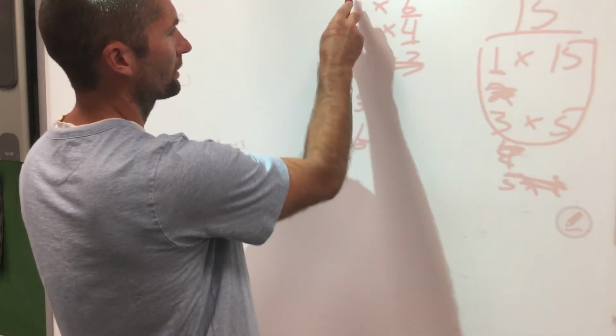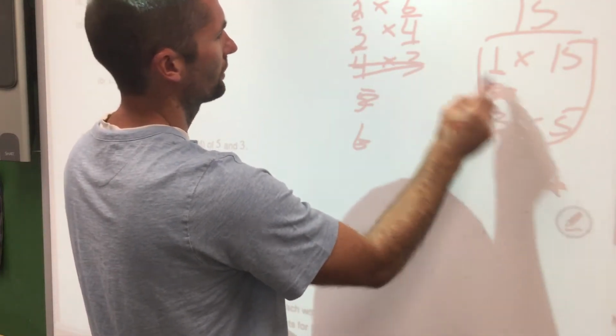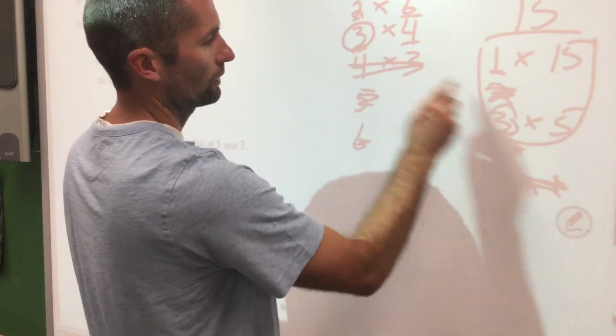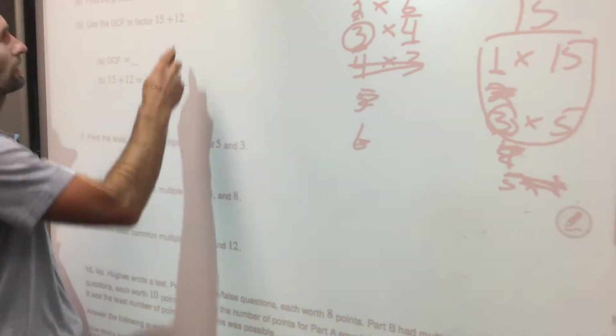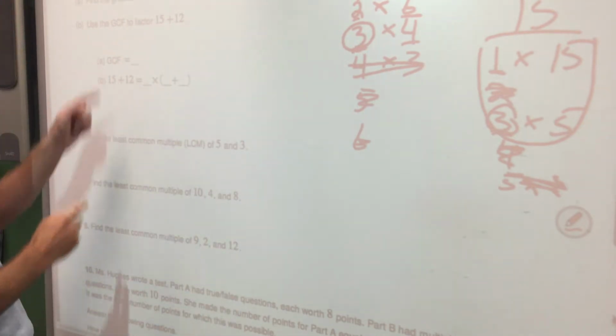1 is a common factor. 3 is a common factor. 4 isn't, 5 isn't, 6 isn't, 15. So the greatest common factor, 1 and 3 are both common factors, but 3 is the greatest common factor. Okay, so the greatest common factor is 3.